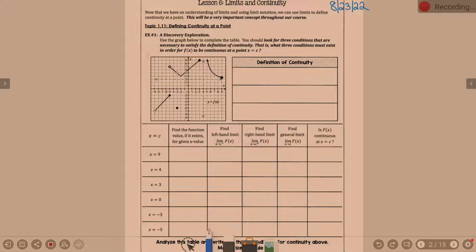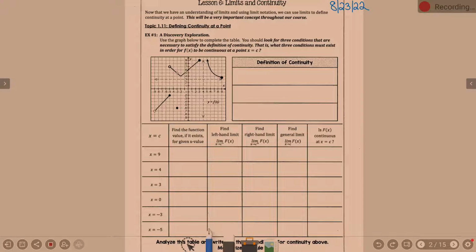Lesson 6 in Unit 1 is limits and continuity. I've hinted at it, I've talked about it, but this is where we really get to talk about the definition of continuity. I feel like you already know all the pieces, but it's just putting it all together. So we have an understanding of limits and using limit notation. Now we can use limits to define continuity at a point.